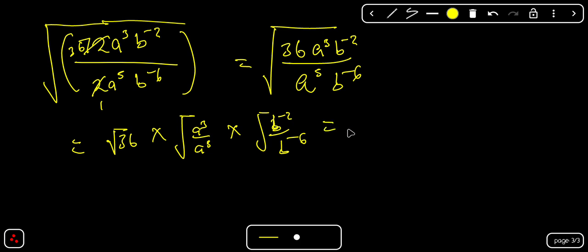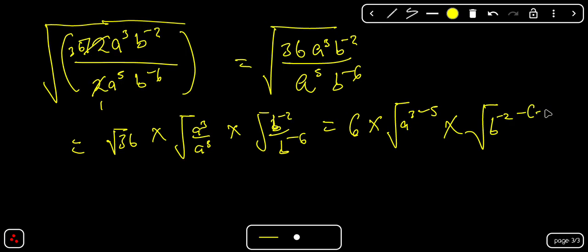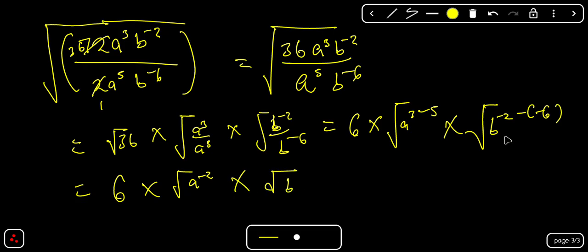So square root of 36 will give us 6. Then a raised to the power of 3 over a raised to the power of 5. So we have square root of a raised to the power of 3 minus 5. Then multiply by square root of b raised to the power of minus 2 divided by b raised to the power of minus 6. So that will be b raised to the power of minus 2 minus minus 6. Okay, so this will be equal to 6, then multiply by the square root of a raised to the power of negative 2. Then multiply by the square root of b raised to the power, minus and minus will give us plus. So we have minus 2 plus 6, and that will give us 4. So multiply by b raised to the power of 4.